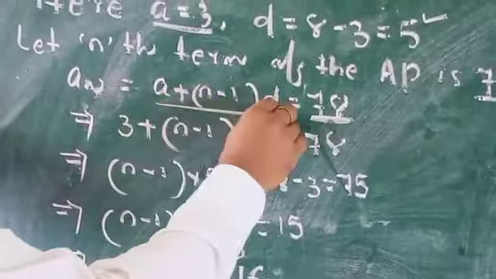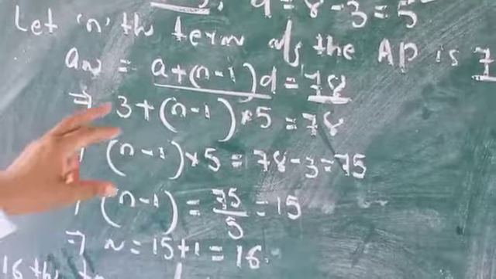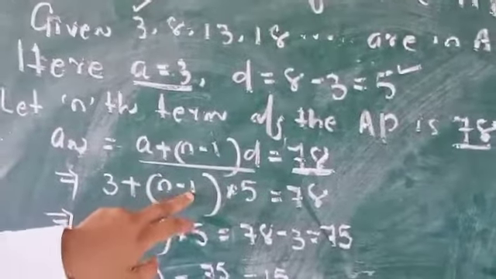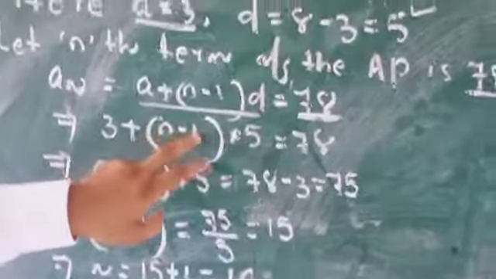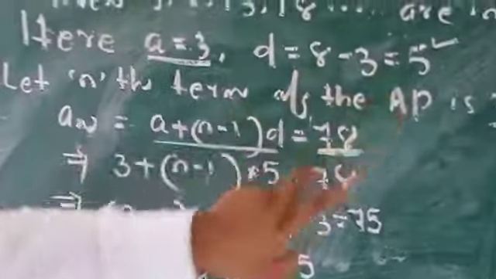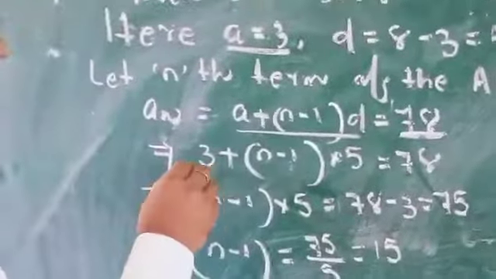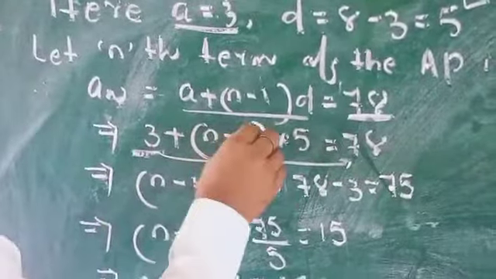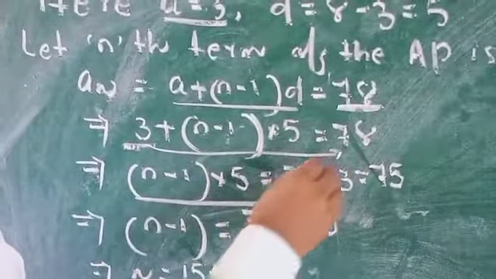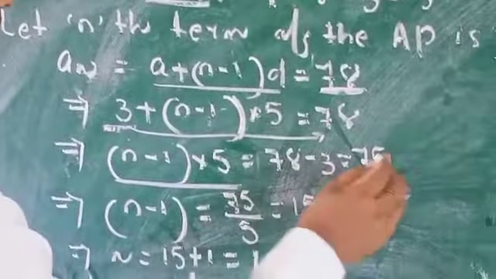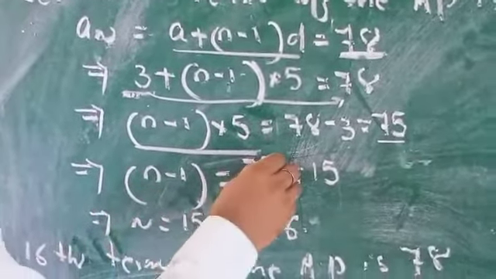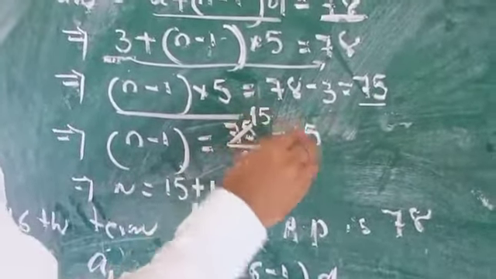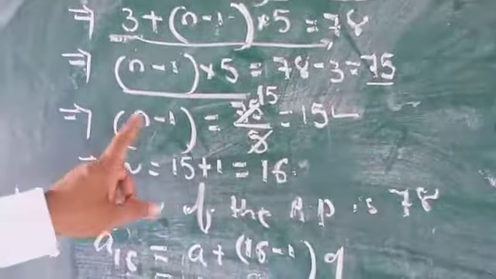And this is the formula for an. That implies, A is equal to 3, plus n minus 1. The value of n we don't know, we have to find it. n minus 1 into d, d is equal to 5, equal to 78. So that implies, this is plus 3; if we take it to that side, it will be minus 3. So n minus 1 into 5 is equal to 78 minus 3, which is 75. So that implies n minus 1 is equal to 75 by 5. And you know 5 ones are 5, 5 threes are 15. So this becomes 15. Okay. So n minus 1 is equal to 15.